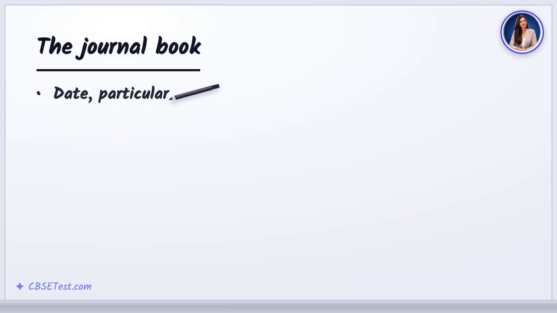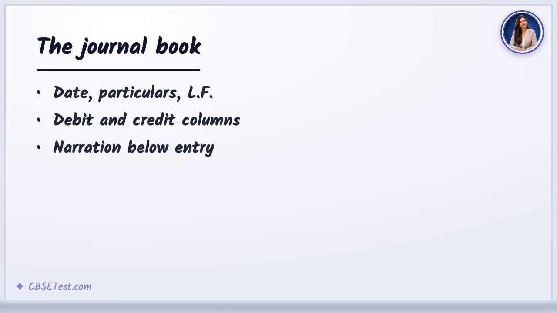The journal is the book of original entry. Each entry shows the date, the accounts and particulars with debit written first, the ledger folio, the debit and credit amounts, and a short narration explaining the transaction. This orderly record prevents confusion later.